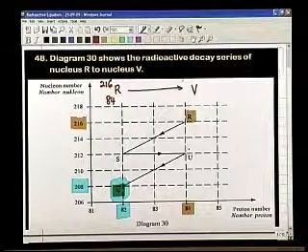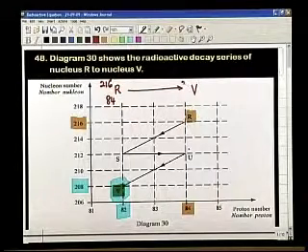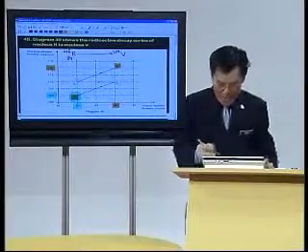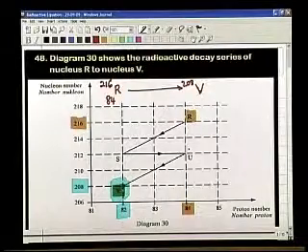V, nuclear number 208. Write it clearly. And what is the proton number? The proton number for V is 82.